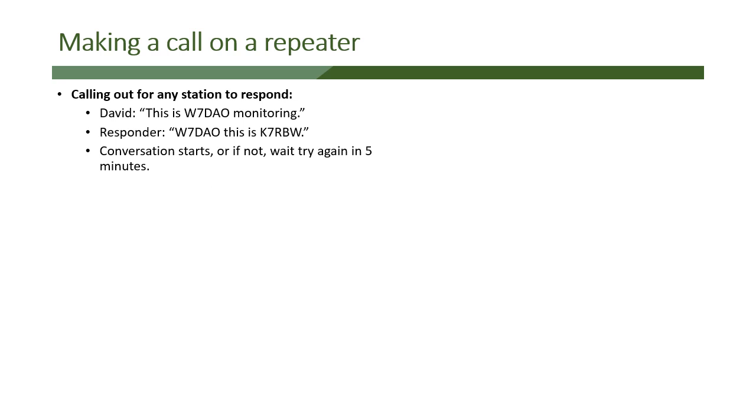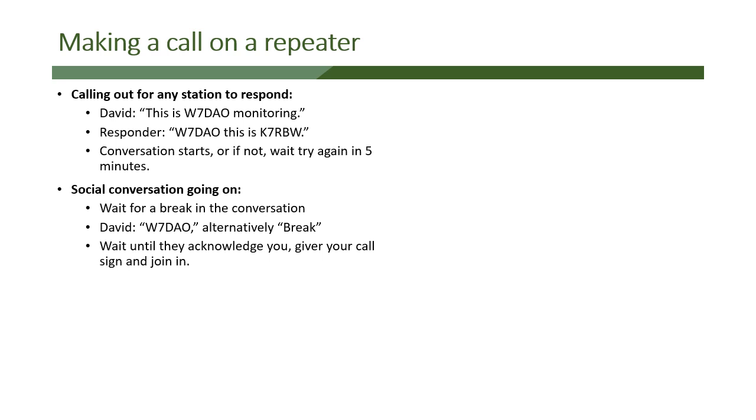Nobody's around right now. If there's a conversation already going on, a social conversation, wait for a break in the conversation, and you can say one of 2 things. You can say W7DAO, or you can say break. I prefer myself W7DAO, but others will say break, and then you'll wait, because if they heard you, somebody will come back and say, "Go ahead break," or "Go ahead W7DAO."